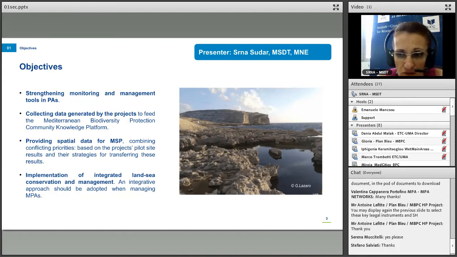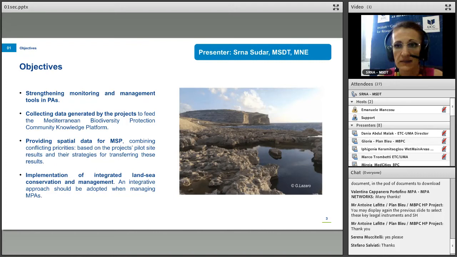What we would focus on is further transferring and capitalizing, with different actions, on land-sea interaction and wetlands in order to further identify and disseminate and support development of integrated ecosystem monitoring and management. We would like to provide spatial data for maritime spatial planning, combining conflicting priorities, like land-sea interaction or the activities coming from human activities in relation to the marine environment and biodiversity. We would like to do that based on specific project pilot site results and their strategies, and to transfer these results. And what we would like to then achieve or foster is this integrative approach that should be adopted for managing marine protected areas in the Mediterranean.